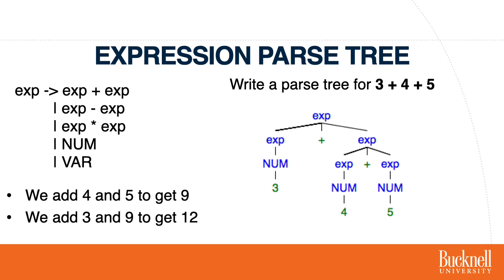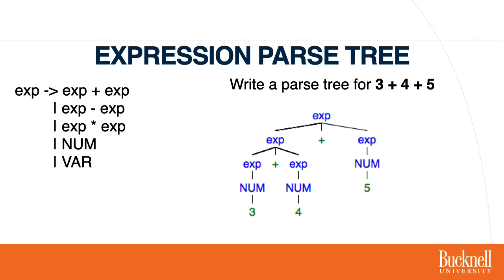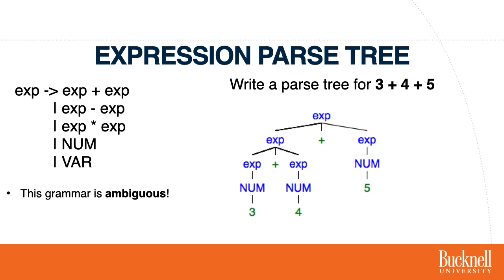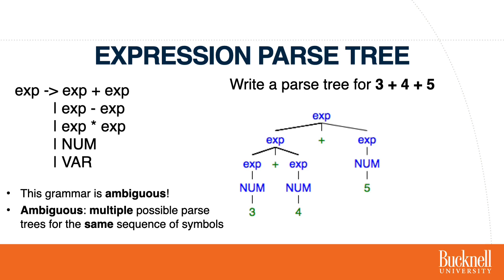This isn't the only possible parse tree for 3 plus 4 plus 5. We could just as easily have done this. First adding 3 and 4 to get 7, and then adding 7 and 5 to get 12. This is what's called an ambiguous grammar. An ambiguous grammar is when there are multiple possible parse trees for the same sequence of symbols. In the case of 3 plus 4 plus 5, having an ambiguous parse tree is just fine. We get 12, the desired result either way.